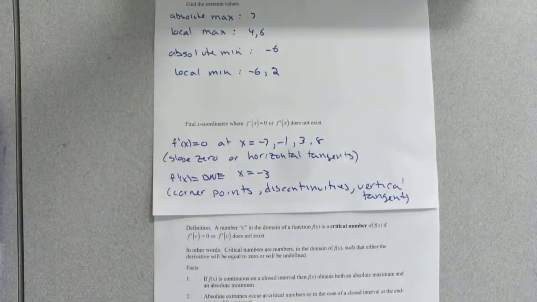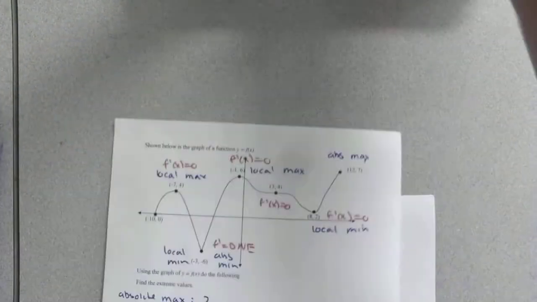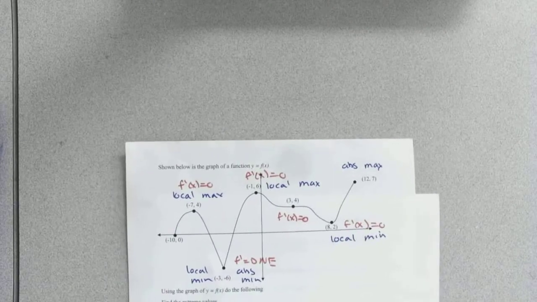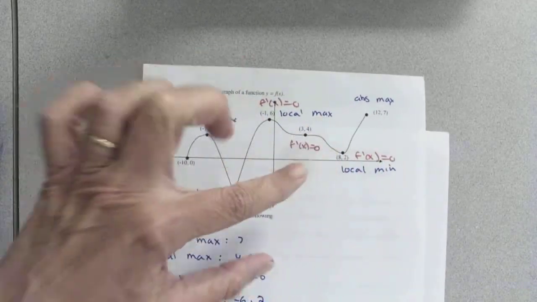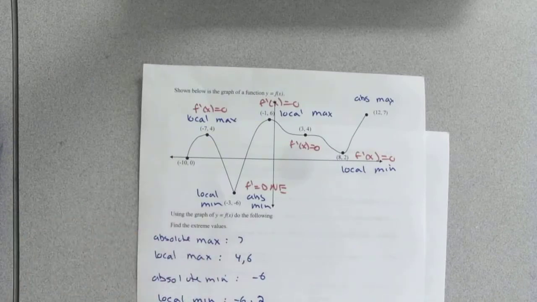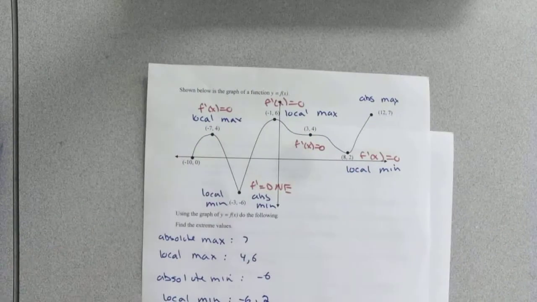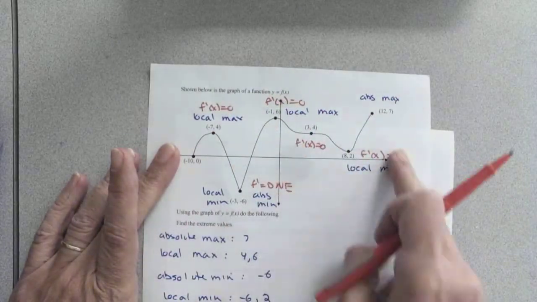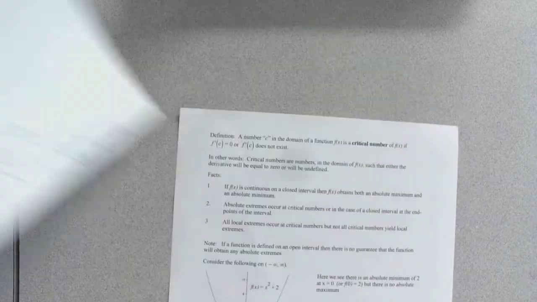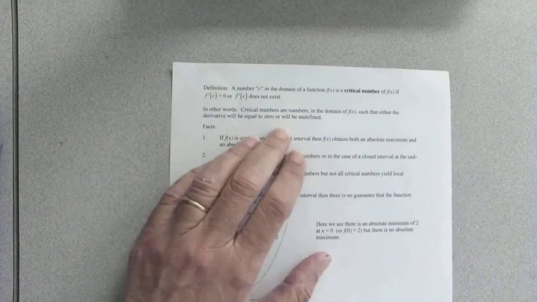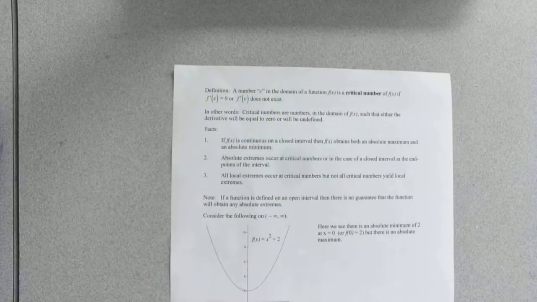So what we just showed here, or what we alluded to here, is that there seems to be a connection between these things that we're now calling critical numbers, that each one of these places were critical numbers or critical points, and local extremes, that there seems to be a definite relationship between critical numbers or critical points, you can call them either, and local extremes. So, in other words, critical numbers are numbers in the domain of f of x such that either the derivative will be equal to 0 or will be undefined.